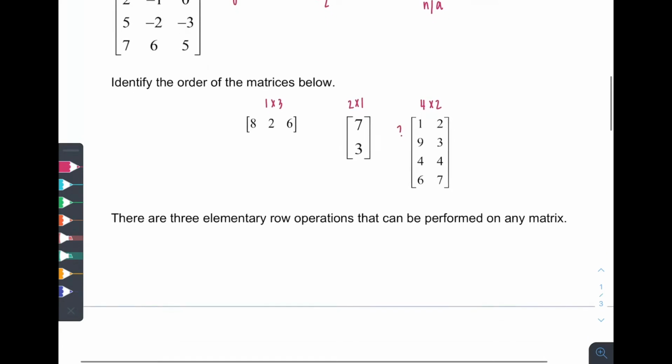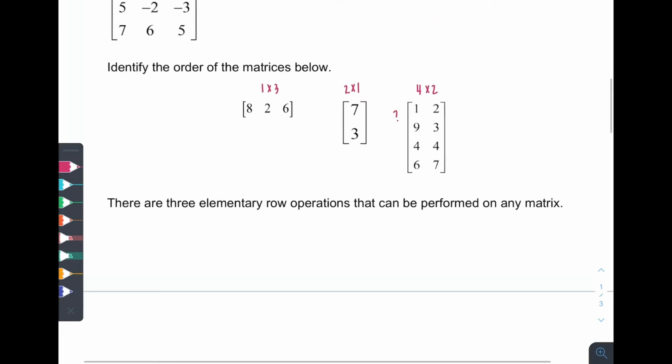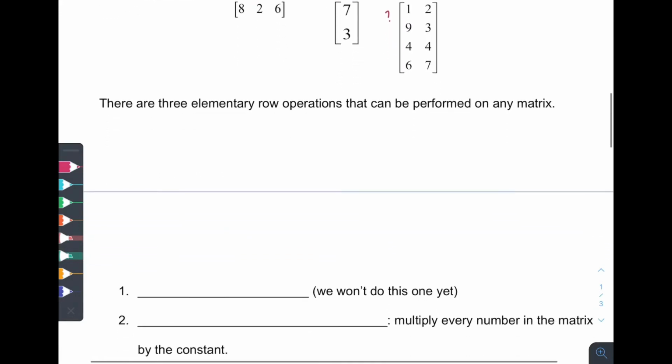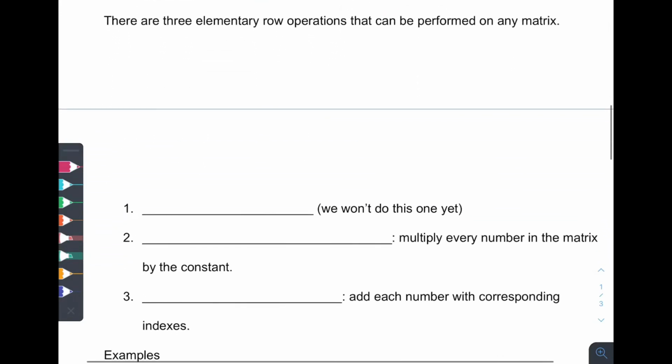Okay, so we have these things called elementary row operations, and I'm going to go through what they are. There's this thing called a row exchange. We will not be doing this. That's for college math mostly.